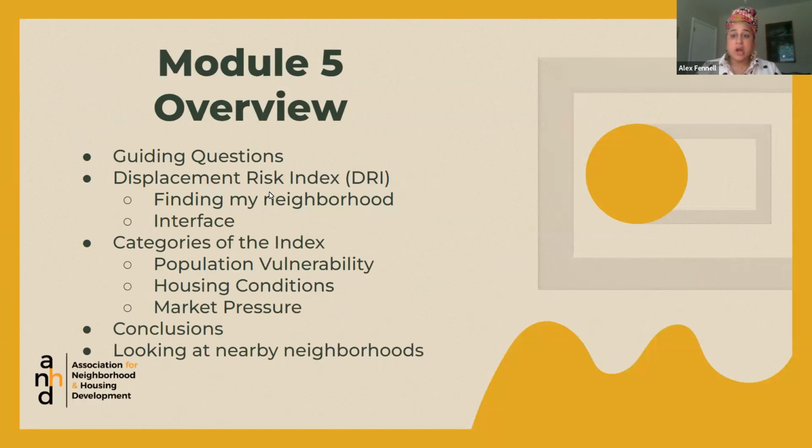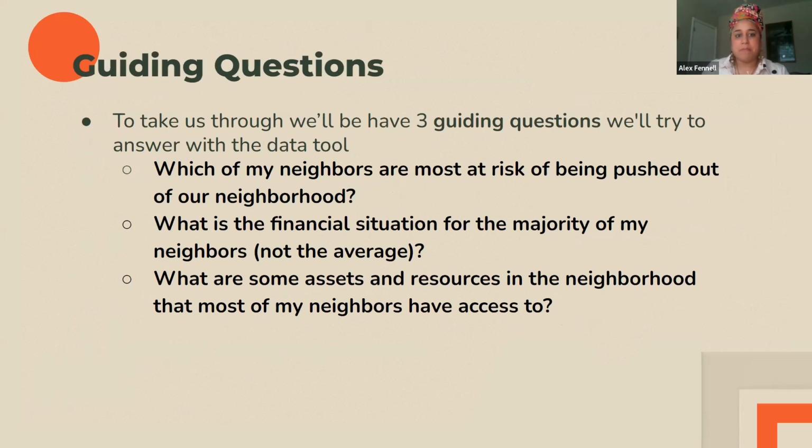We are going to start by reminding ourselves of our guiding questions. Then we are going to go through how to find our neighborhood and what is the interface of the Displacement Risk Index. And then what are the categories of the index? What do they mean? How do we synthesize all that information? And also how we can look at nearby neighborhoods. So with all of that said, I will take us back to our guiding questions.